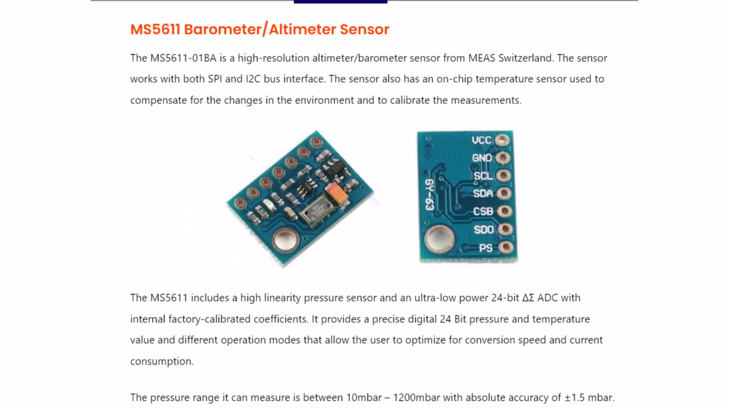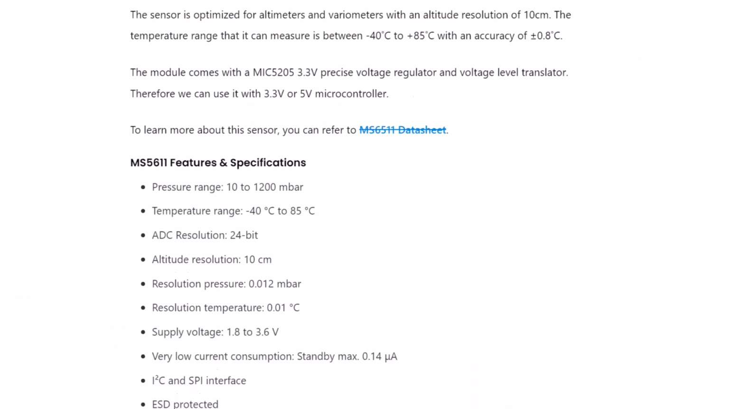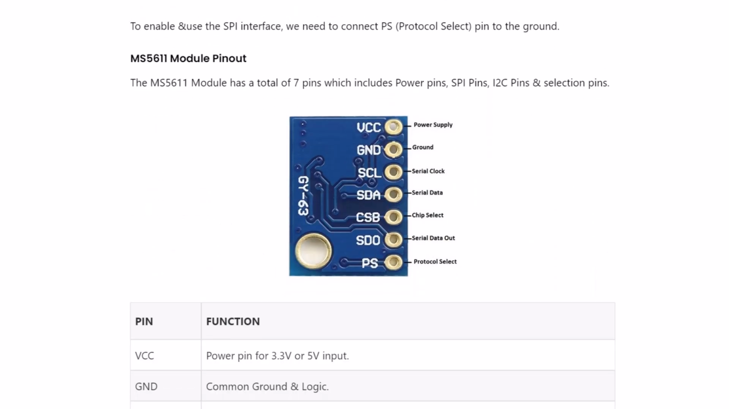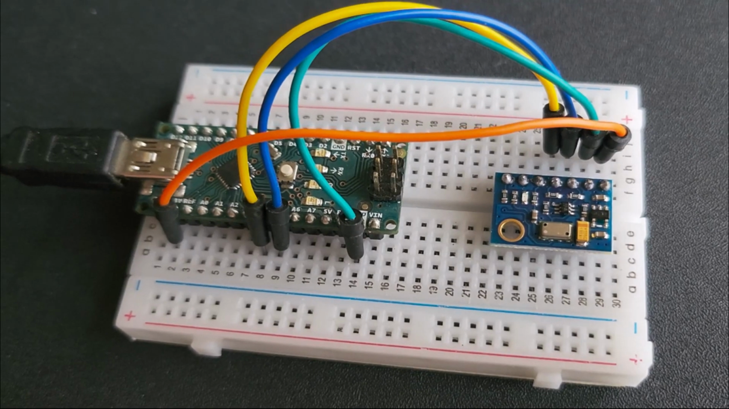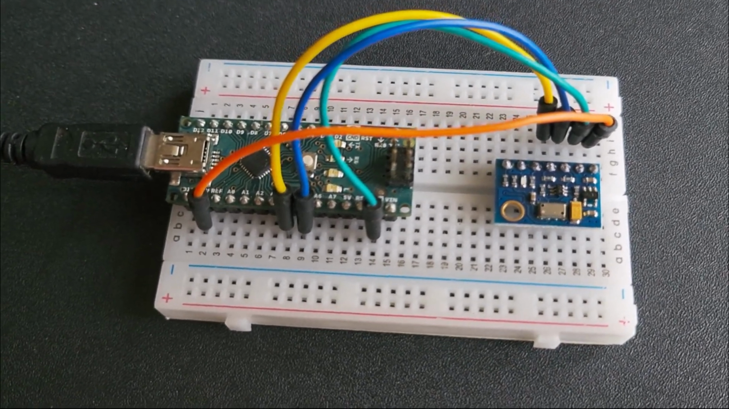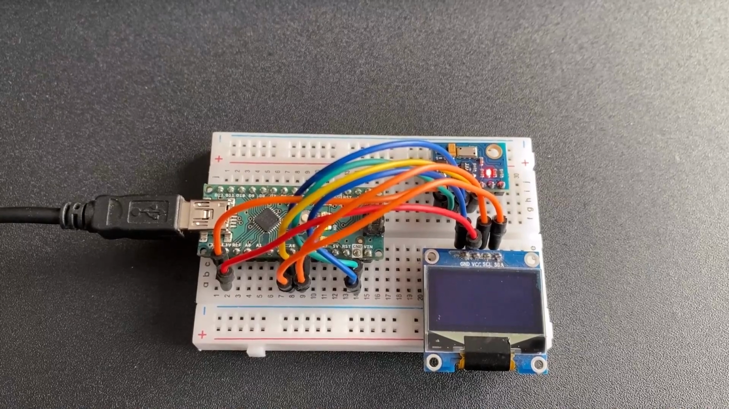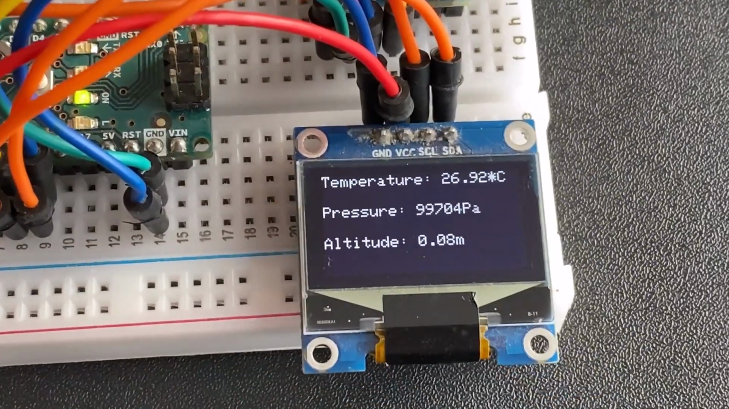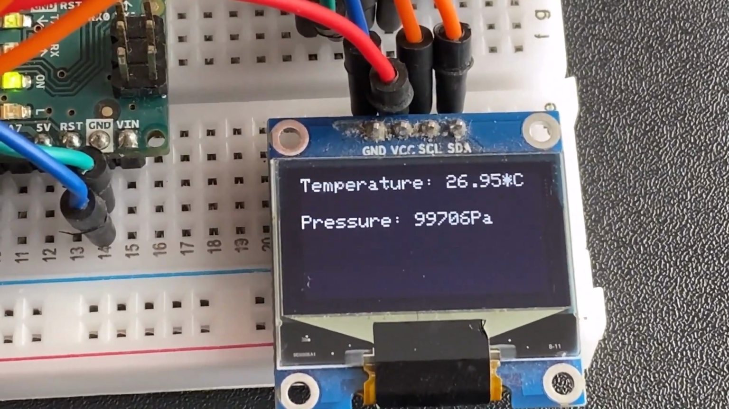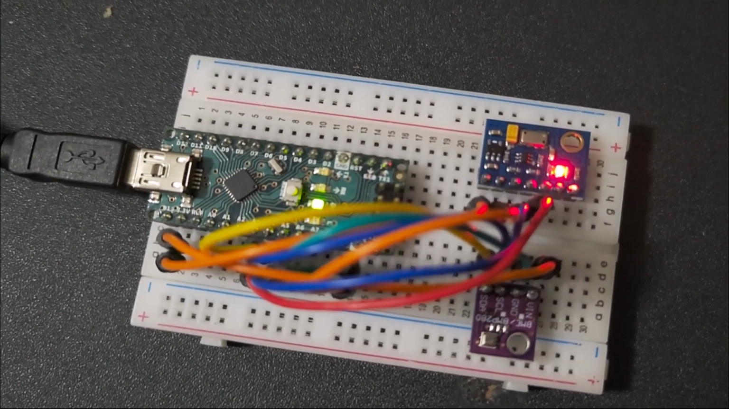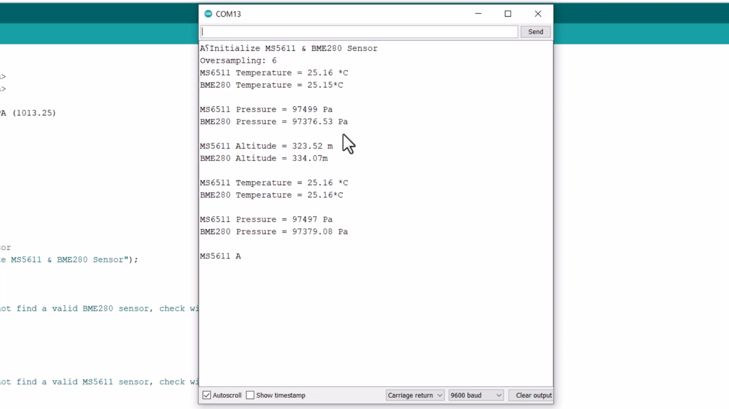In this guide, we will go through the sensor details, specifications, features, pinout and SPI or I2C communication protocol. Then, we will interface this sensor with the Arduino board and view the temperature, pressure and altitude results on the serial monitor. Later, we will use the sensor with an OLED display to make a portable barometer, thermometer and altimeter. In the final part, we can compare the readings of the MS5611 sensor with the readings of the BME280 sensor.